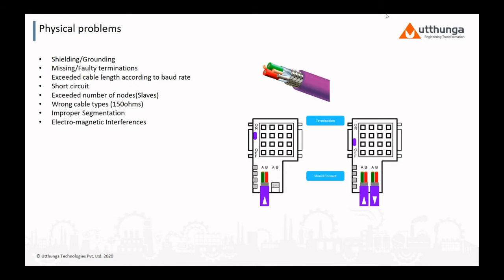And if a power cable goes along with the PROFIBUS cable, this is not recommended. Power cables should always be 30 centimeters away from the PROFIBUS cable. That is the standard. So these are particular standards to avoid EMI. EMI can also be found and analyzed. So these are the physical problems which generate logical problems in your network.